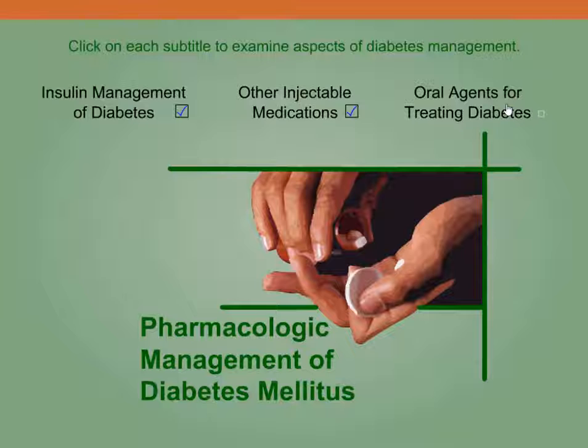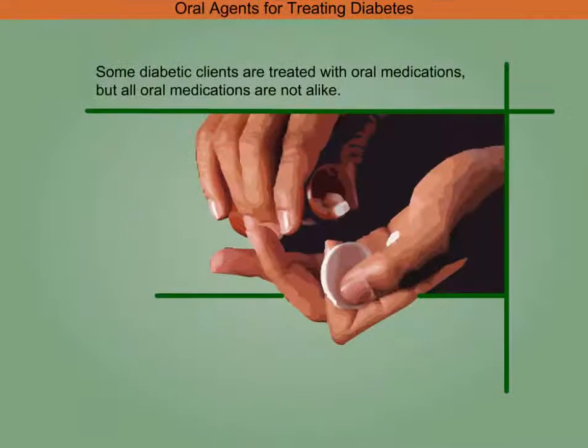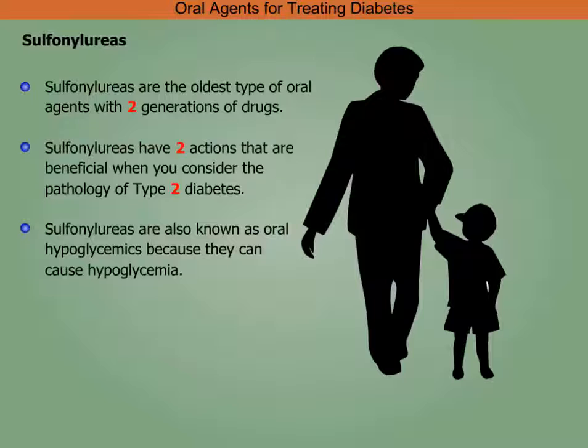Oral agents for treating diabetes. Some diabetic clients are treated with oral medications, but all oral medications are not alike. Sulfonylureas are the oldest type of oral agents, with 2 generations of drugs.